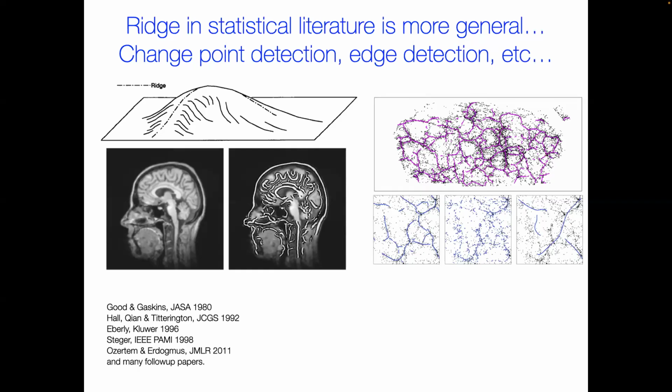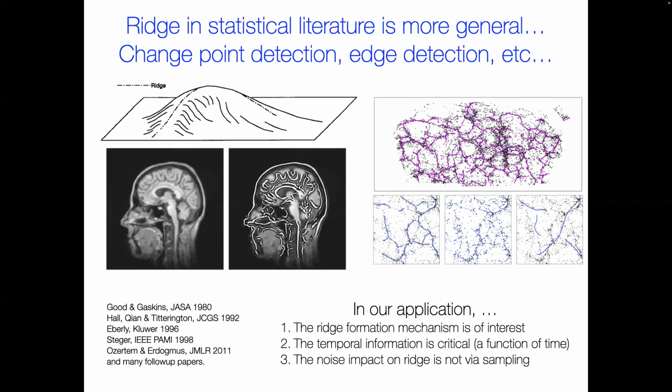The main reason is that the focuses are actually different. First, in our application, the ridge formation mechanism is very important. We want to understand how the time frequency representation is generated. But in statistical literature, usually the data is given. This is already formed, and you want to understand how to define the ridge and estimate it. So this is the first difference.